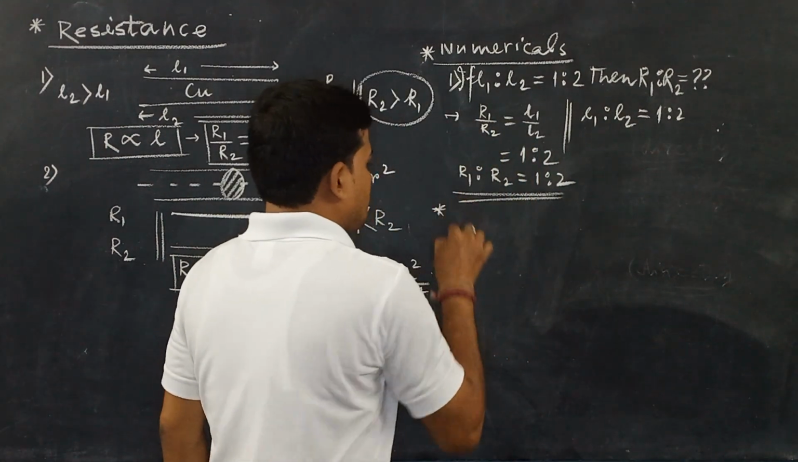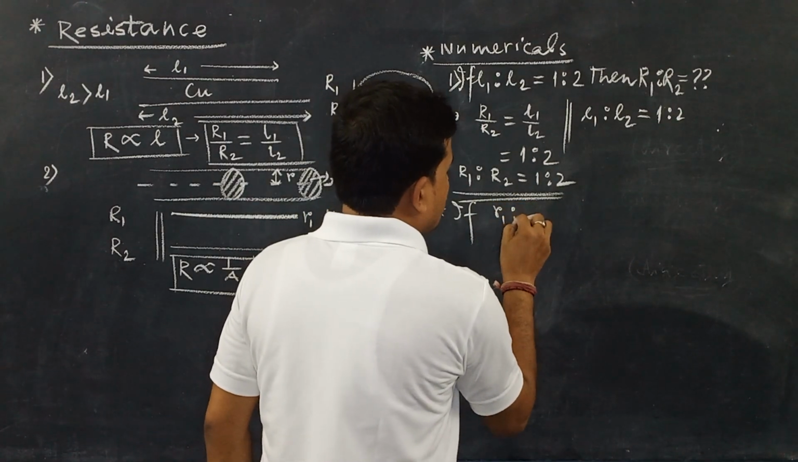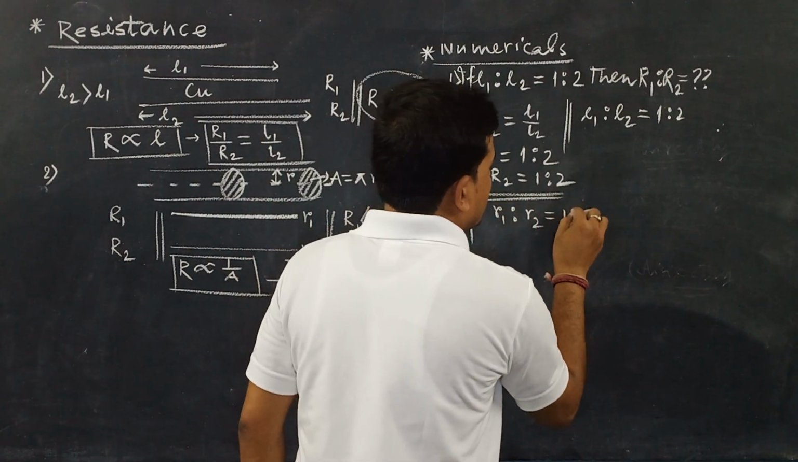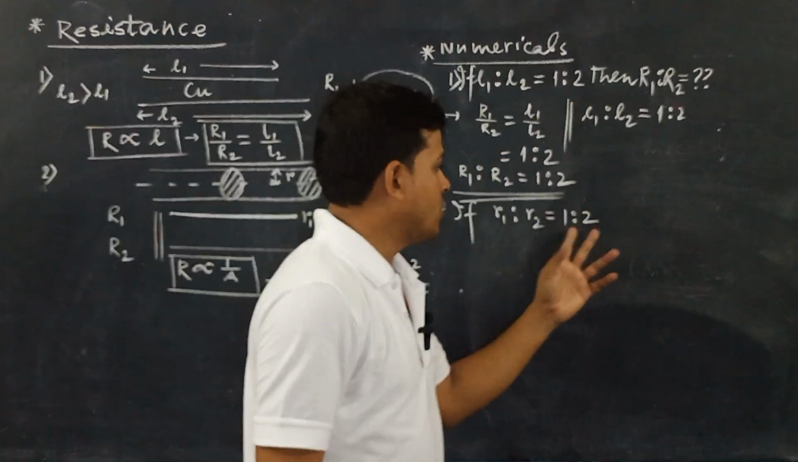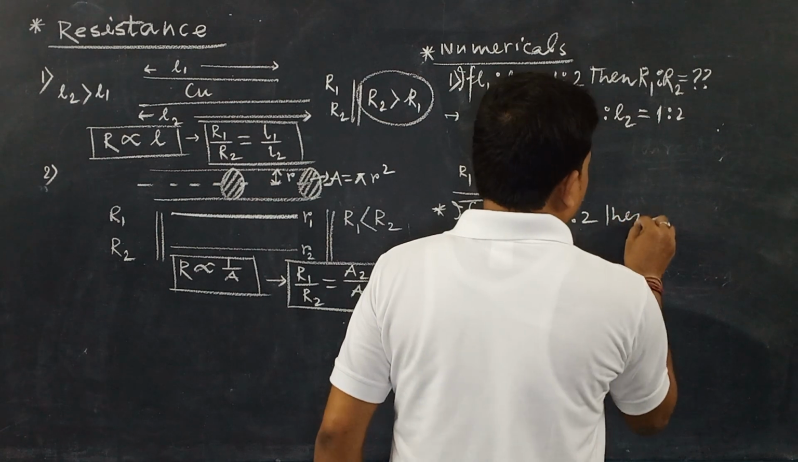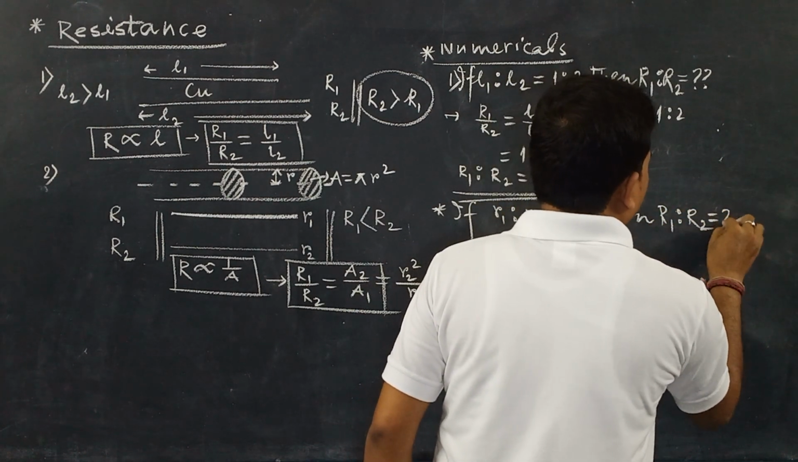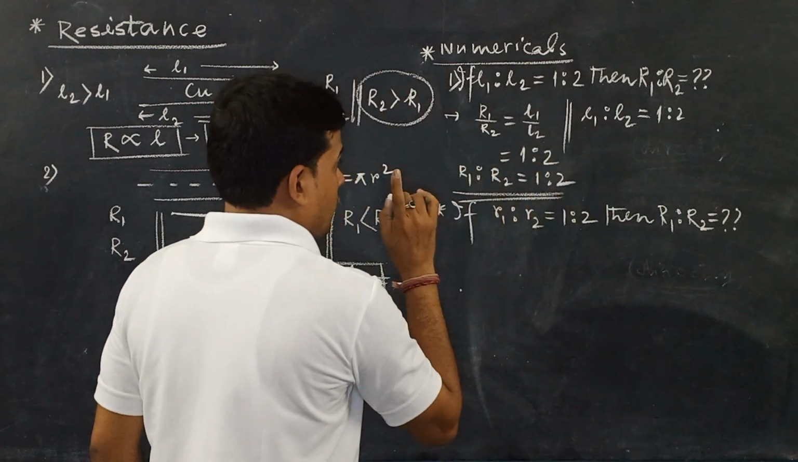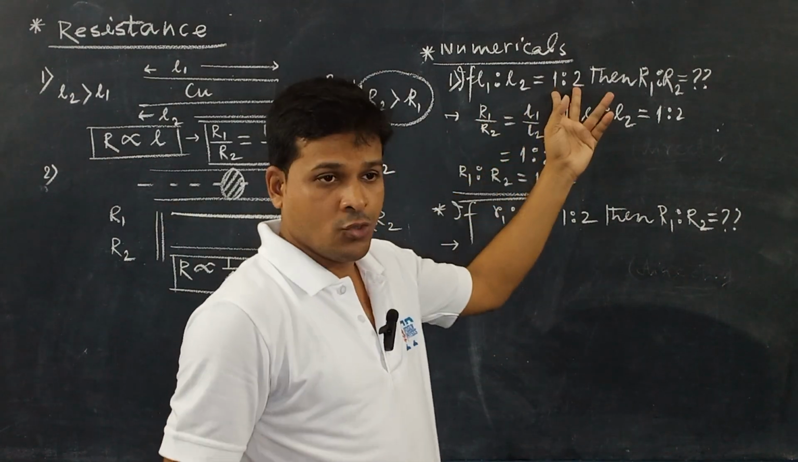And one more question: if r1 is to r2 equals 1 is to 2, the ratio of the radii of the two wires is 1 is to 2, then find the ratio of the resistance offered by the two wires. What will be the answer? This is a very frequently asked question in your board exam, very frequently asked with this value 1 is to 2.